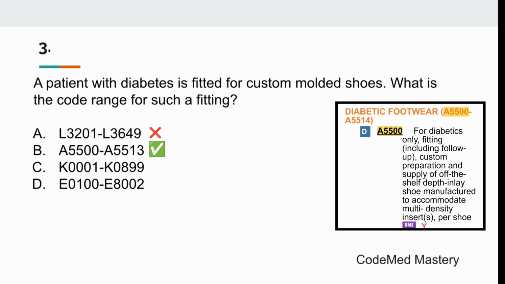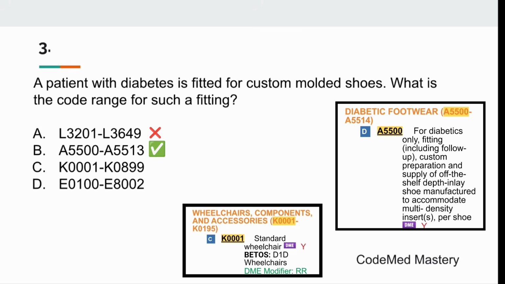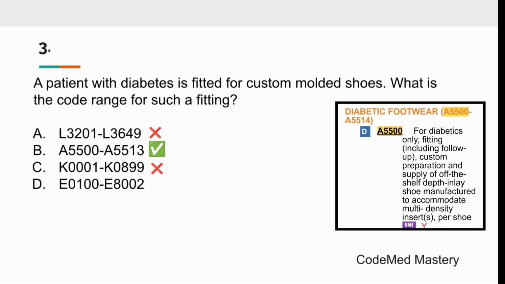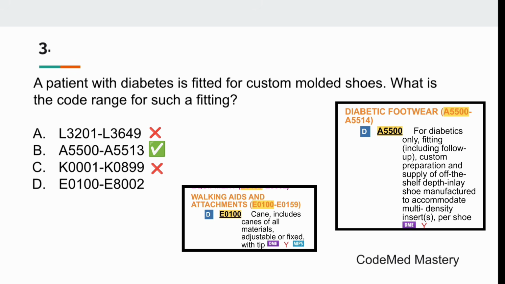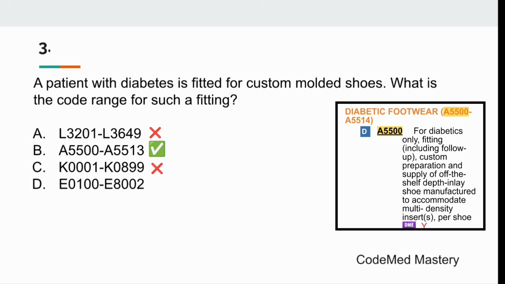Let us check option C also. K0001. K0001 is for wheelchairs, components and accessories. So that is also wrong. In the question they have given, a patient with diabetes is fitted for custom molded shoes. Now let us check option D. E0100. E0100 is for walking aids and attachments. So that is also not matching with the question. The right answer is option B.